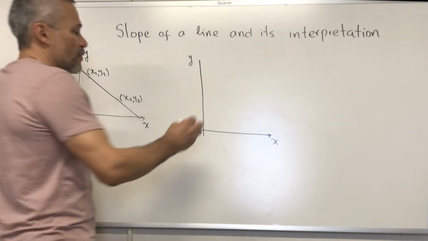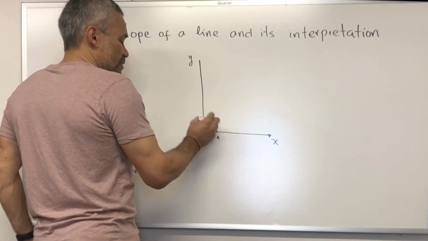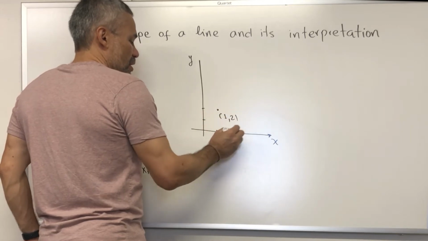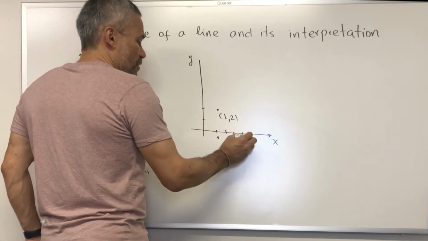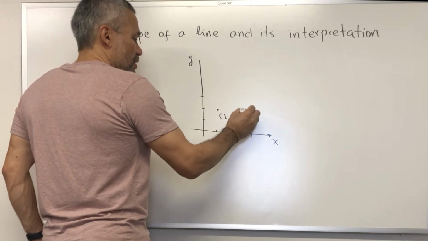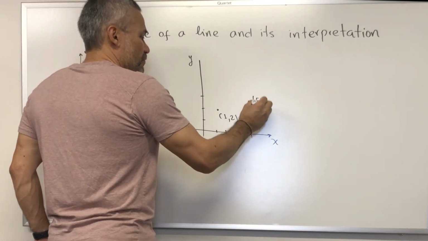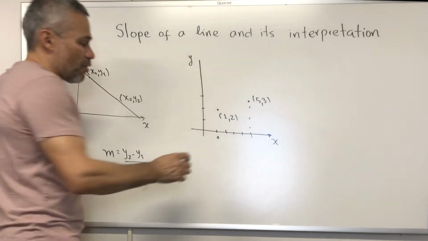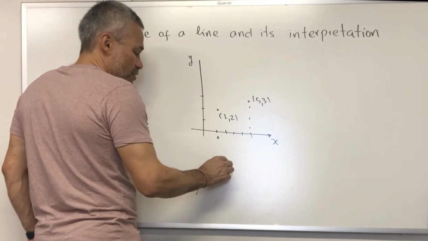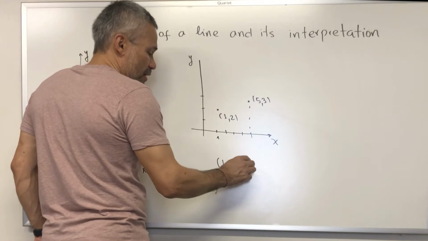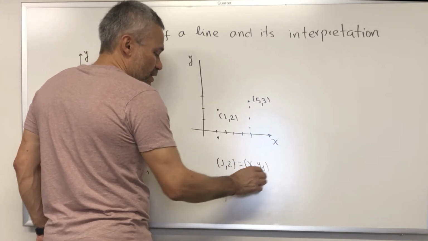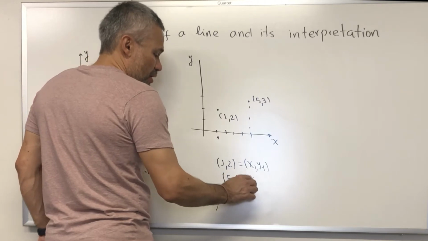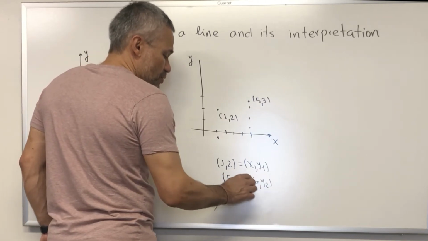Let's suppose that we have these 2 points, let's say the point 1, 2 and the point 5, 3. Then what we need to do is we need to label the points. We can say that 1, 2 is our x1, y1, and 5, 3 is our x2, y2.